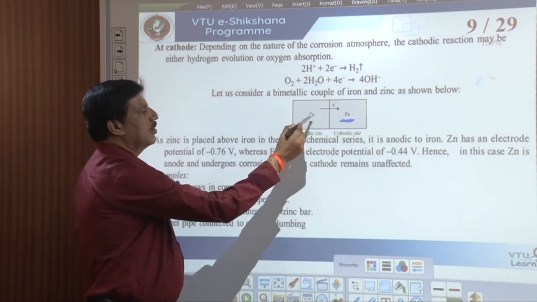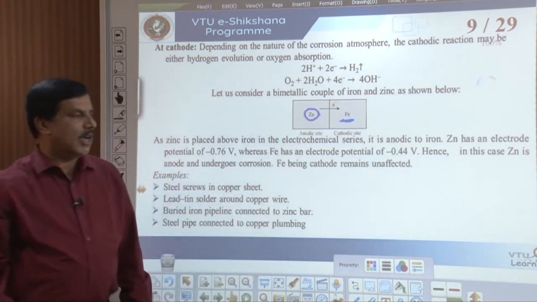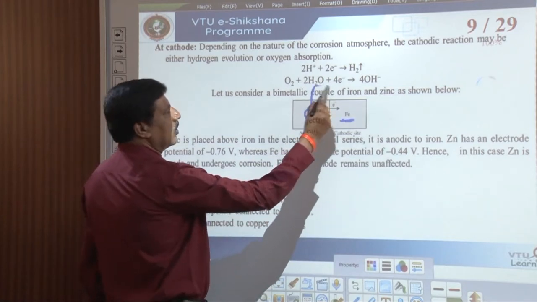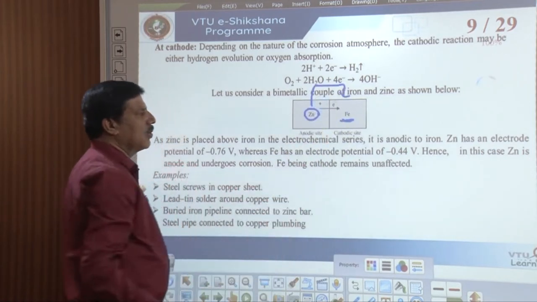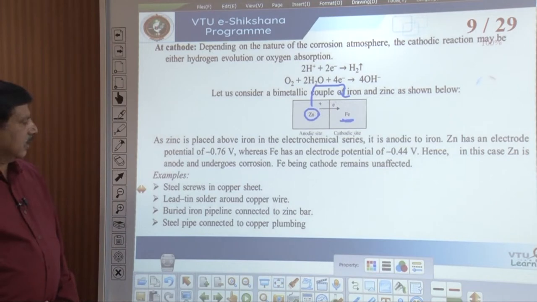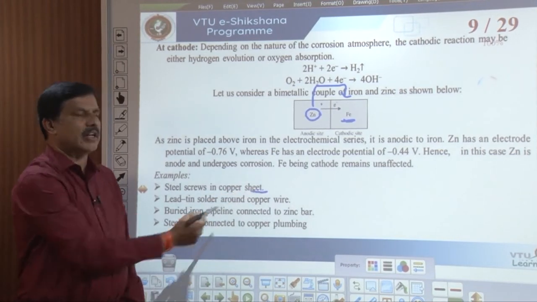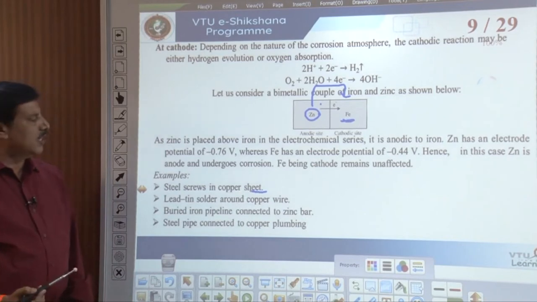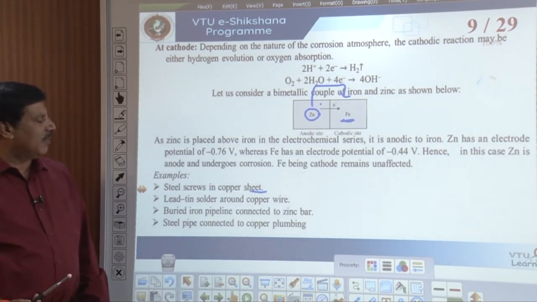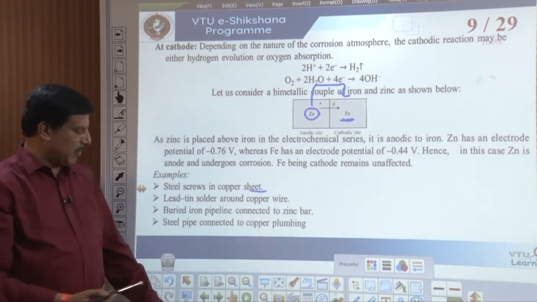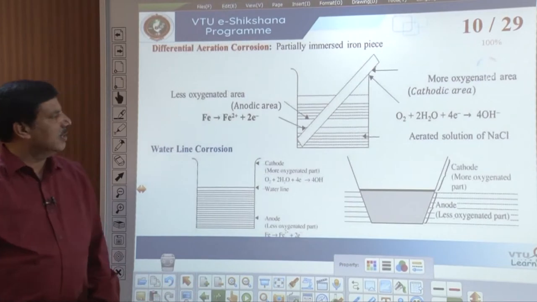Corrosion takes place at the anode, so here zinc is going to corrode. Electrons flow from anode to cathode, so here zinc is corroded and iron is protected. That means we should avoid using different types of metals together. For example, a bolt and nut should be of the same metal. Other examples are lead-tin solder, or a buried iron pipeline connected to a zinc bar, a steel pipe, etc. That is not advisable.